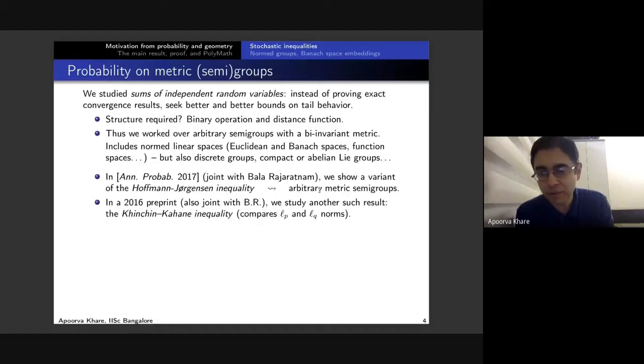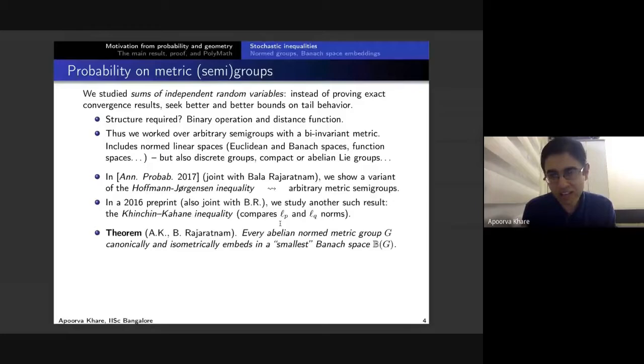There was a different preprint where we studied another such inequality called the Khinchin-Kahane inequality, which compares L^p and L^q norms of, again, sums of independent random variables. And in that, we proved the following result, and this is the starting point of this talk. Every abelian normed metric group, so norm is what I defined initially, canonically and isometrically embeds in the smallest Banach space. Actually, canonically is slightly wrong maybe, but it isometrically embeds in the smallest Banach space.